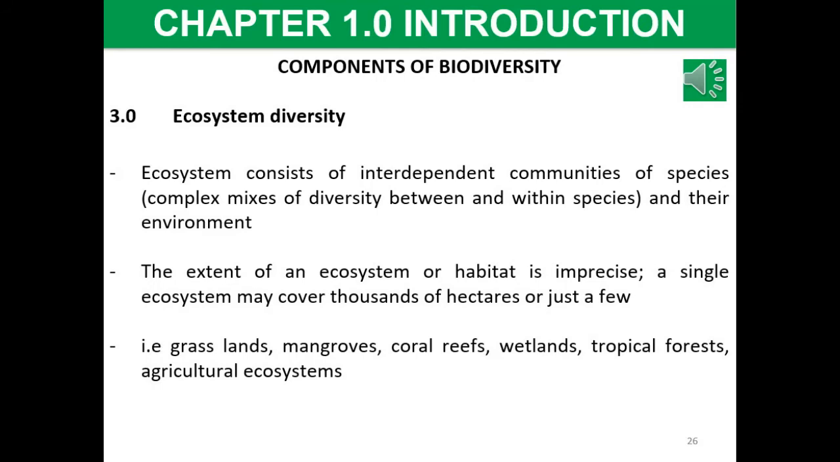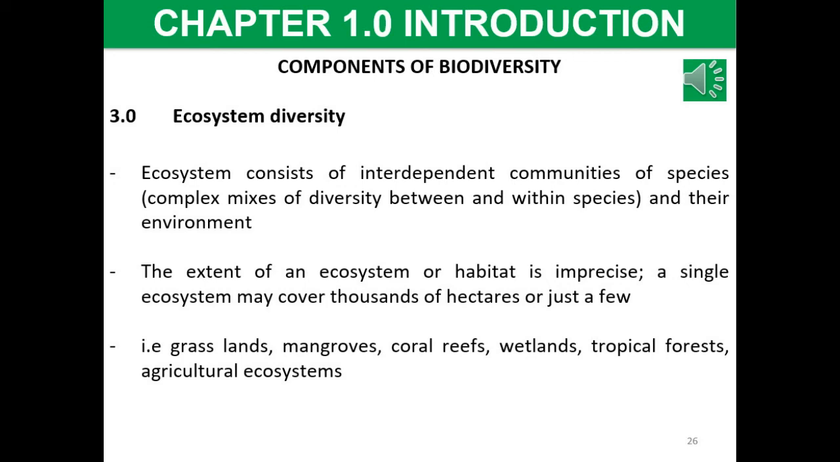The last component of biodiversity we are talking about this morning is ecosystem diversity. An ecosystem consists of interdependent communities. Interdependent communities means communities that are related to each other and dependent on each other. Interdependent communities of species, complex mixes of diversity between and within species and their environment. The extent of an ecosystem or habitat is imprecise. A single ecosystem may cover thousands of hectares or just a few.